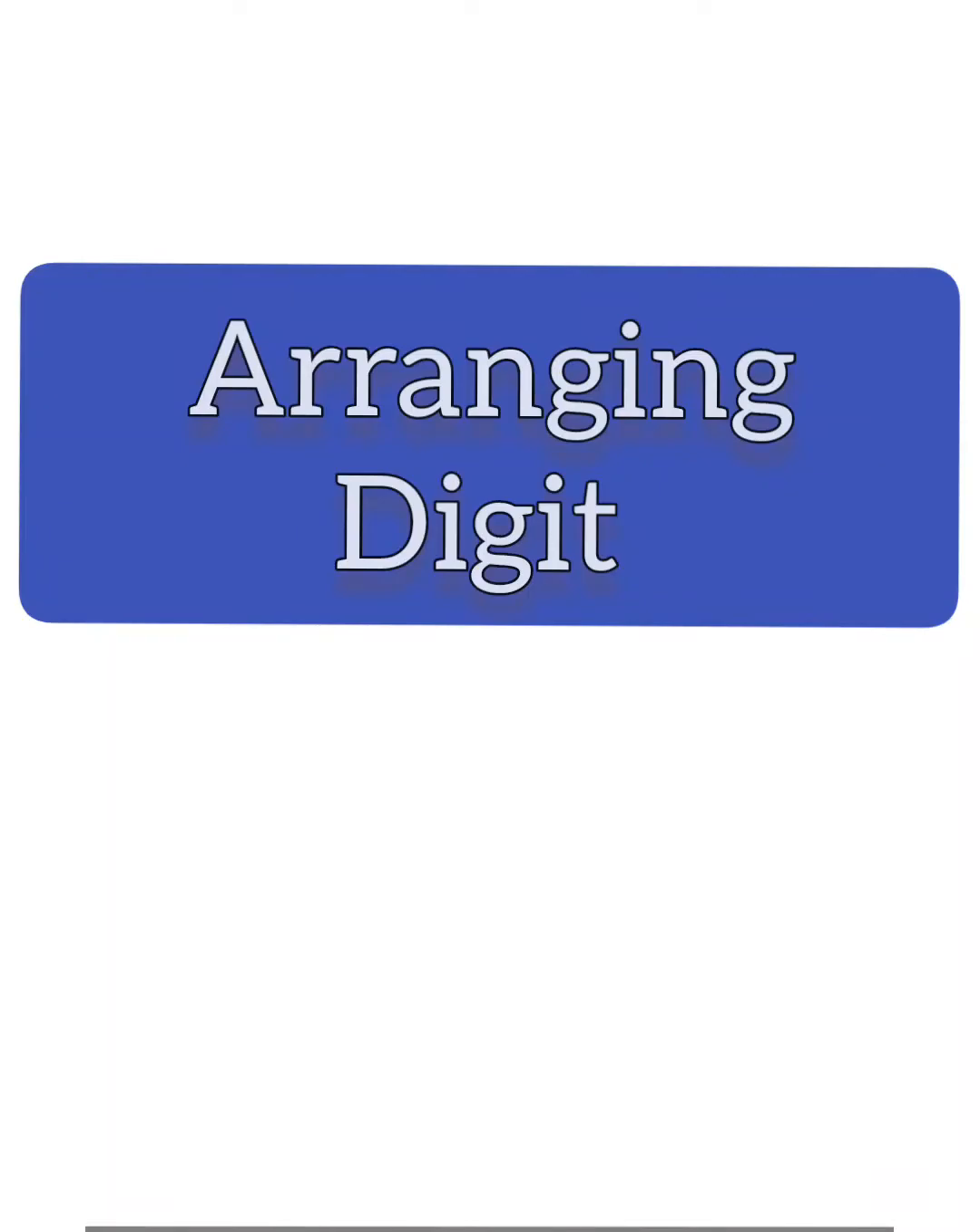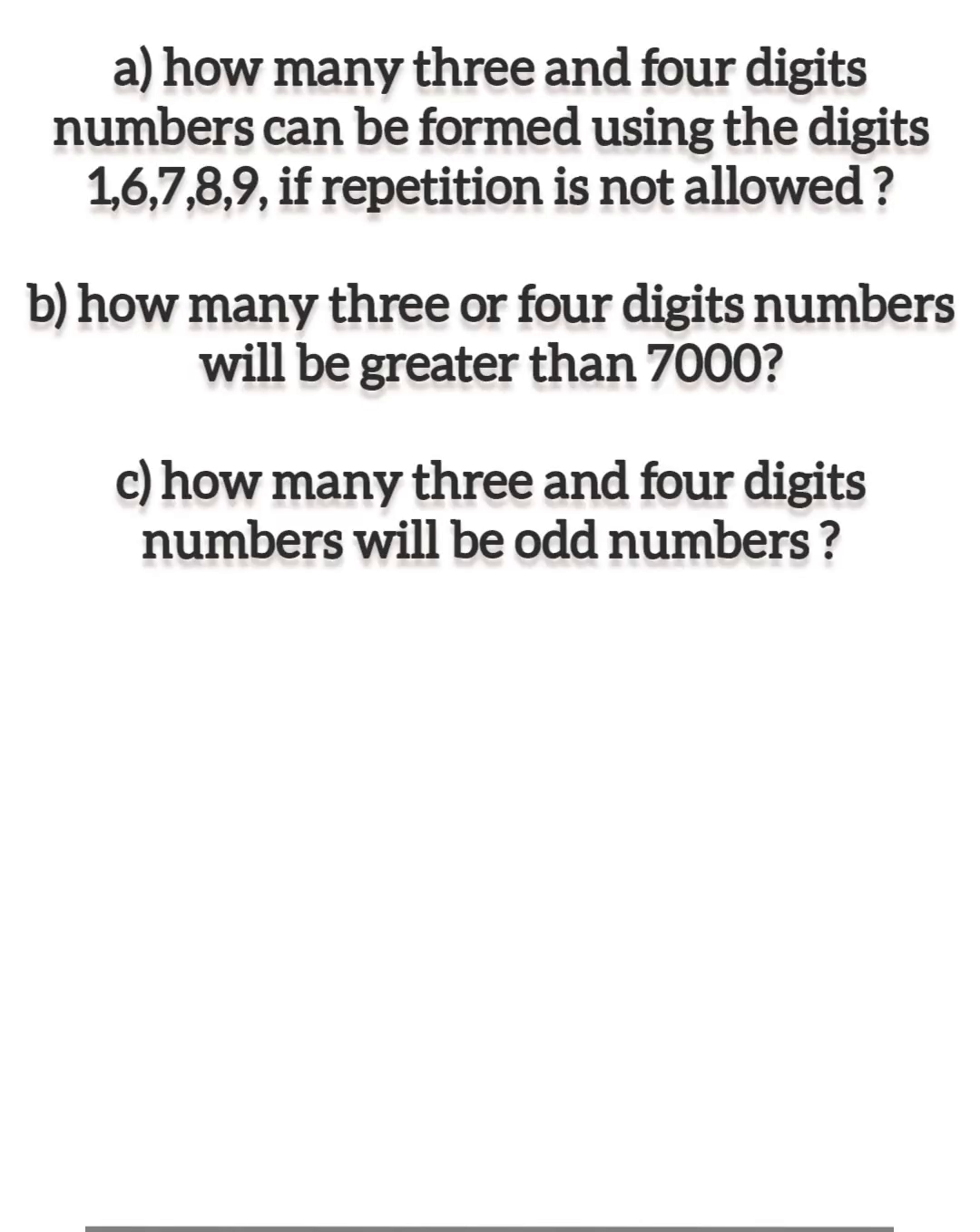Arranging digits. Now, why deal with arranging digits? Consider this example. Example 1. A. How many 3 and 4-digit numbers can be formed using the digits 1, 6, 7, 8, 9 if repetition is not allowed? B. How many 3 and 4-digit numbers will be greater than 7,000? And C. How many 3 and 4-digit numbers will be odd numbers? So that's the given question.